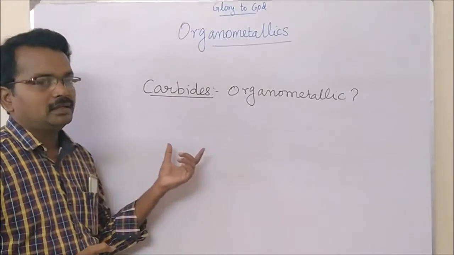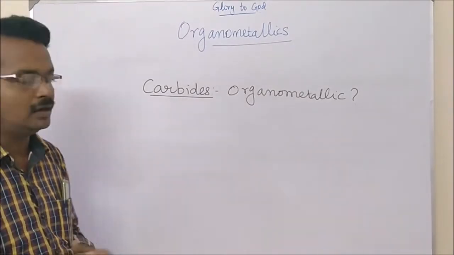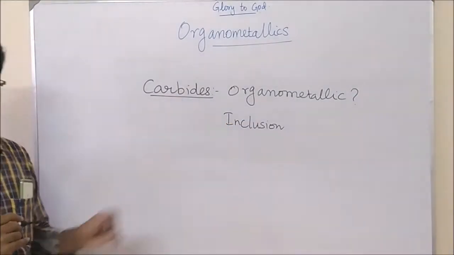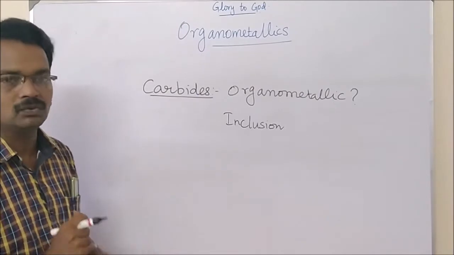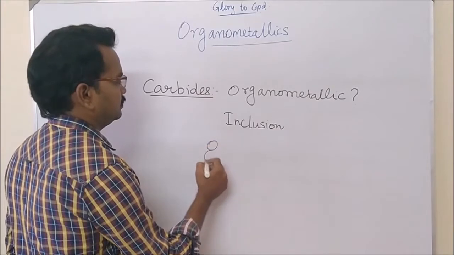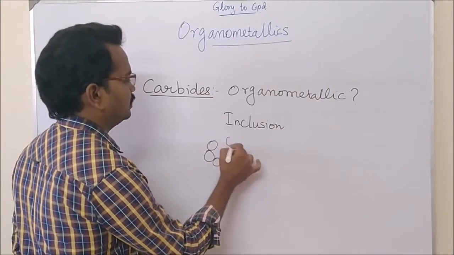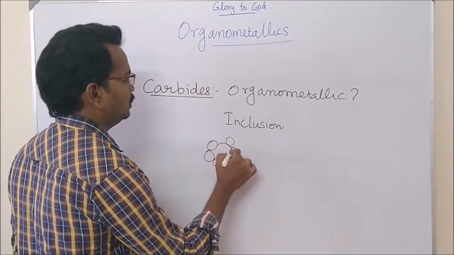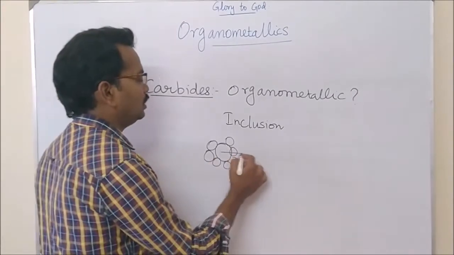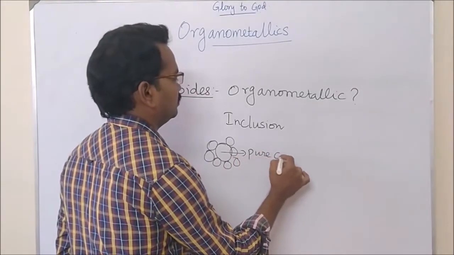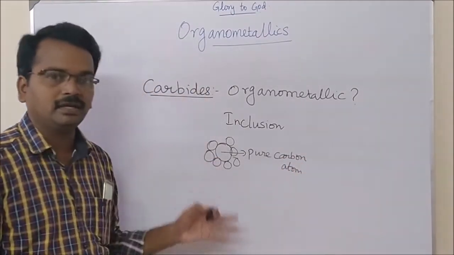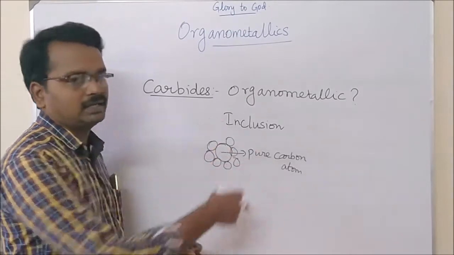Because in inorganic chemistry you might have studied that carbides are inclusion compounds. What are inclusion compounds? Suppose you take any metal; inside the metal you may have some holes. These holes can be occupied by pure carbon atoms, only carbon, and this carbon atom will not make any bond with the surrounding metal atoms.